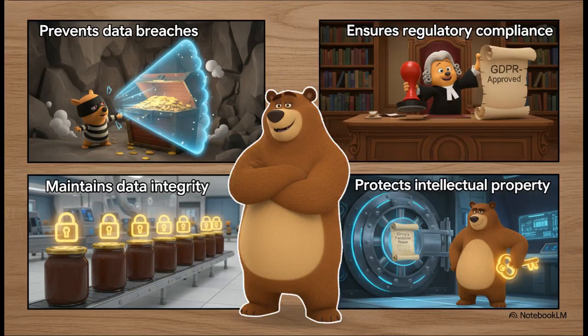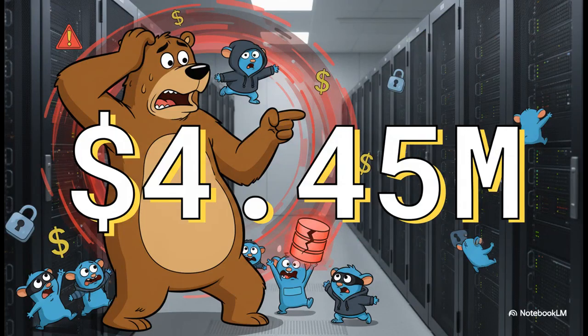Let's be super specific here. A good role-based system actively prevents data breaches, which can be catastrophic. It's absolutely essential for complying with laws like GDPR. It also maintains the integrity of your data so you can actually trust your own numbers. And of course, it protects your most valuable secrets, your intellectual property. And hey, if you need one final number to prove why this is so critical, here it is. $4.45 million. That was the average cost of a single corporate data breach last year. This isn't just about good IT practice, it's about protecting your entire business from catastrophic harm.